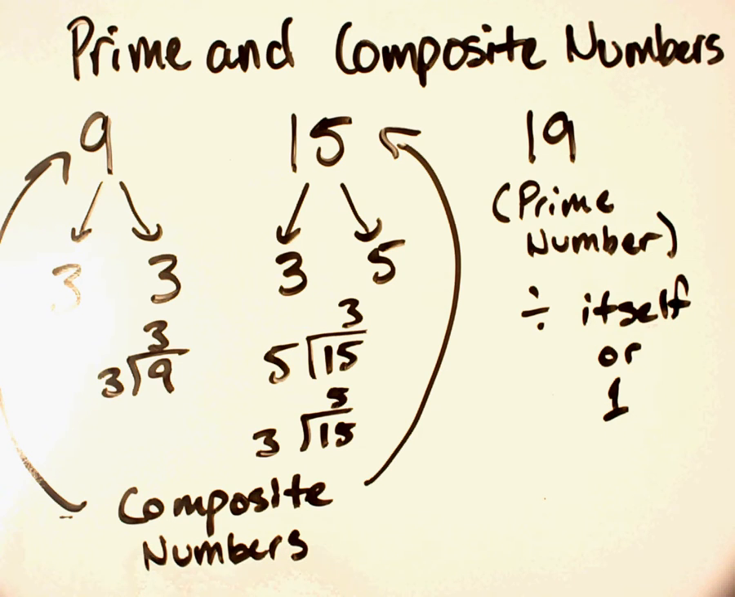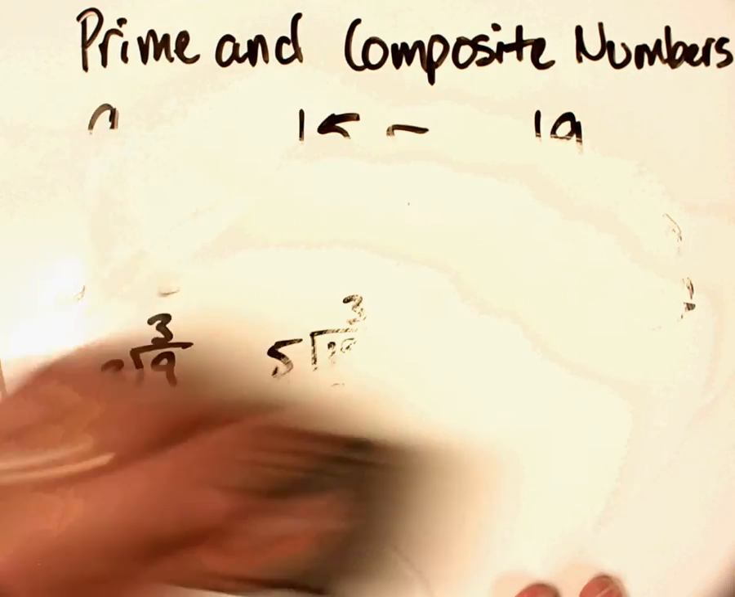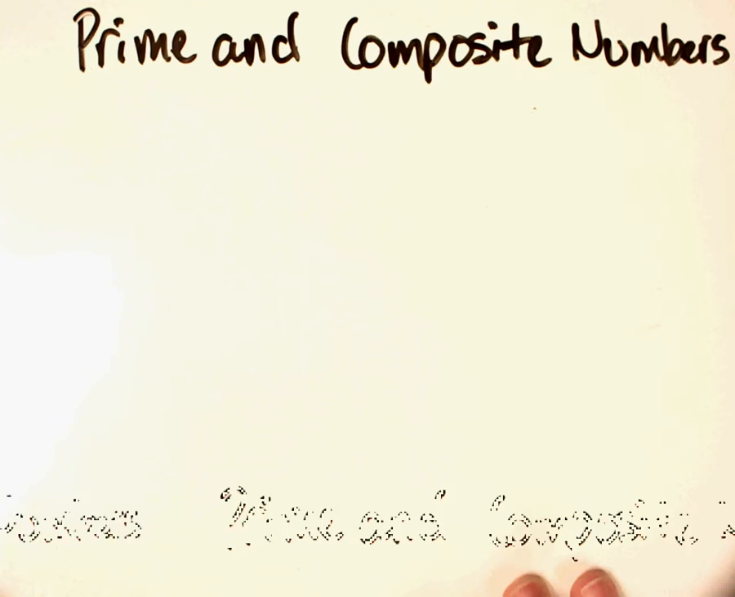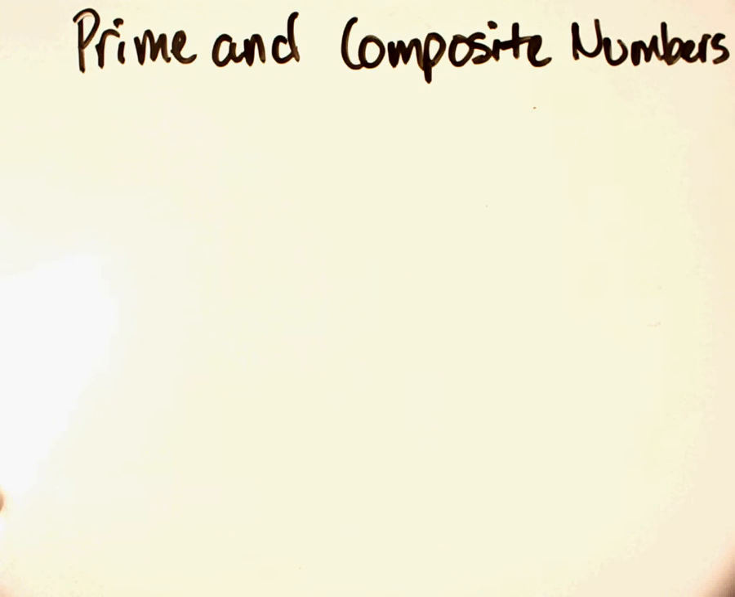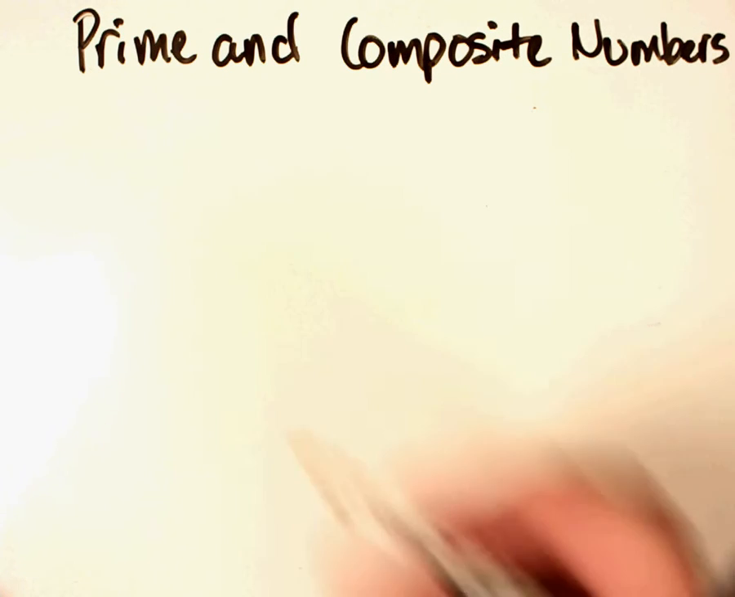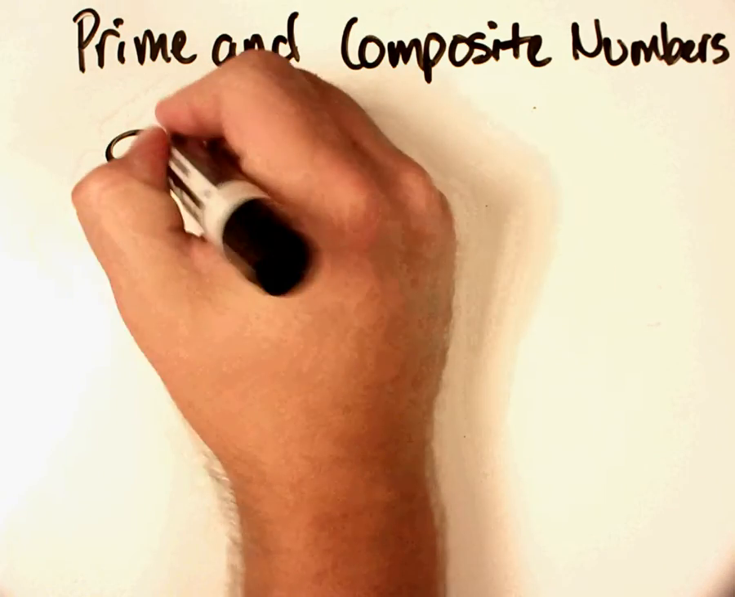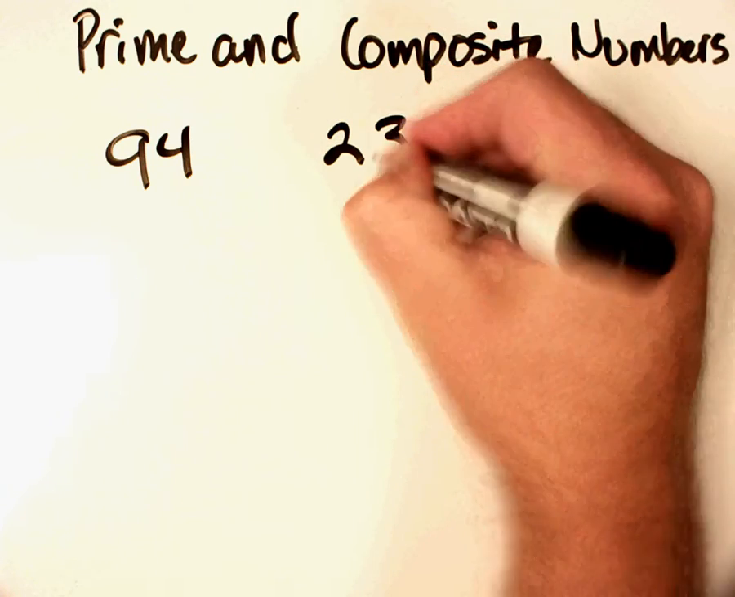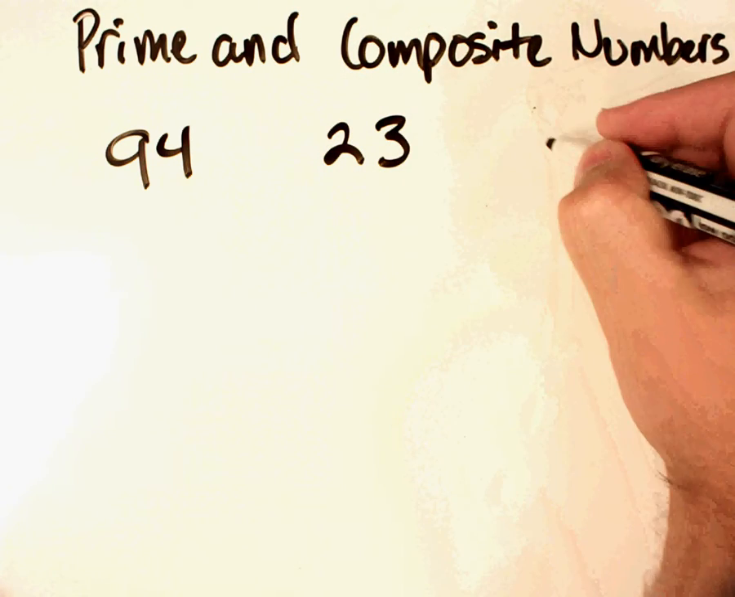All right. Now, if you are one of my students, you've been given a companion resource to go with this. That should have helped you with the first part. So, let's look at our next set of numbers. So, our next set of numbers are 94, 23, and 47.